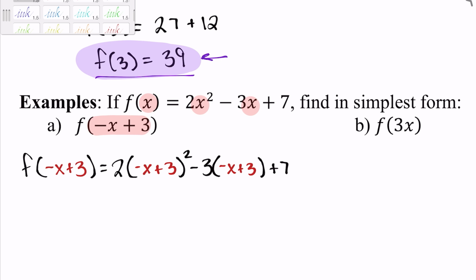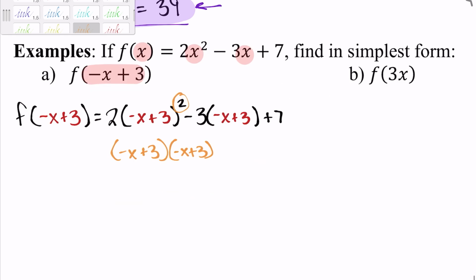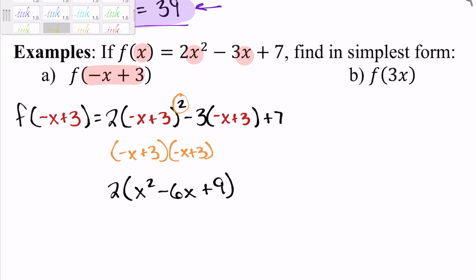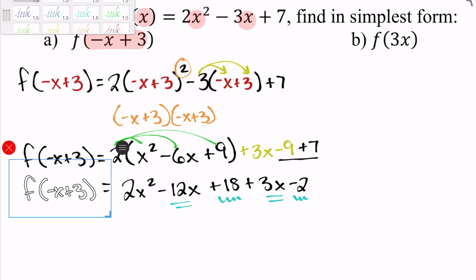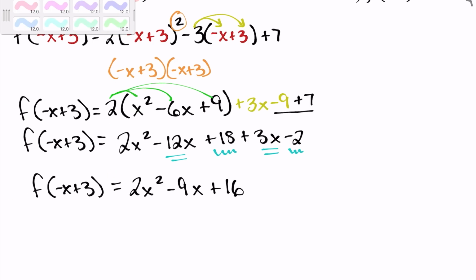So now that I've done that, I can start simplifying. We start with our exponents, which means I'm writing this -x plus 3 out twice to do the multiplication. I'm also going to do some distribution just to save some time. And I'm going to make sure I keep my notation so I don't forget it later. Doing my last distribution and simplifying, I can see my final answer.